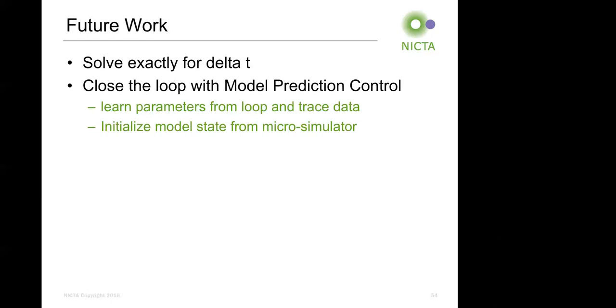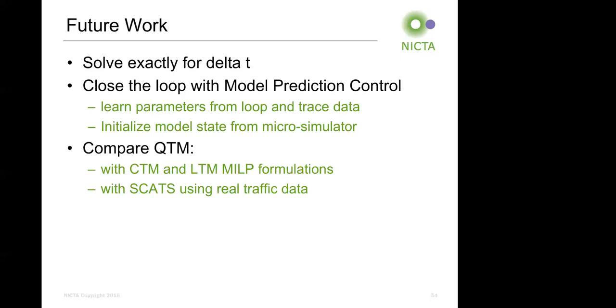We'd like to be able to do full closed loop control with model predictive control. So we want to be able to learn parameters from the network data, and then initialize the model from the state of the network and proceed in a fully closed loop mode. And it'd be interesting to compare QTM with some of the other competing MILP formulations, such as QTM and LTM, and also to compare that with some existing controllers such as SCATS, and using real traffic data just to show how well the model performs with real data. And also to scale up, it will be interesting to see how big we can get. We're using a MILP. At the end of the day, there are limitations to scale up. It's NP-complete. So we probably need to look at using some sort of decomposition to get really big scale-ups.